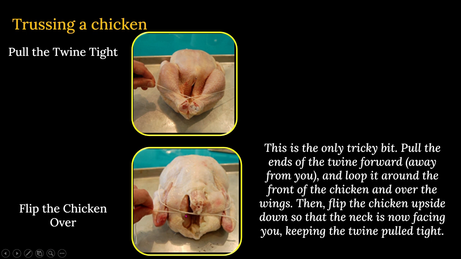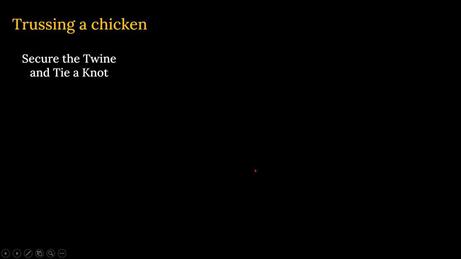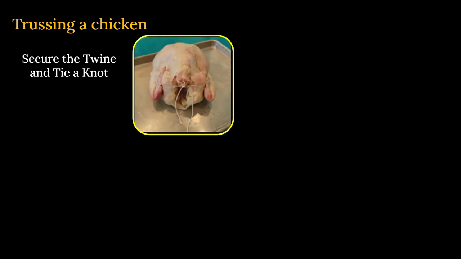Okay, so we have done that. Once that is done, the next step is to secure the twine and tie a knot. At this end, remember this is the front side now, we are pulling the thread very tightly and giving a knot over there.